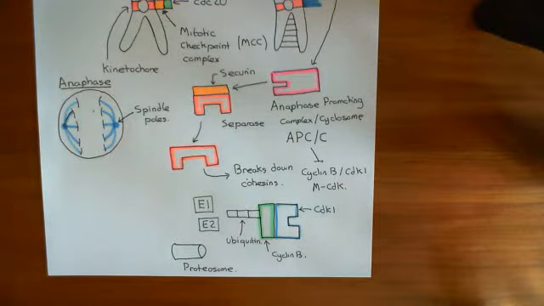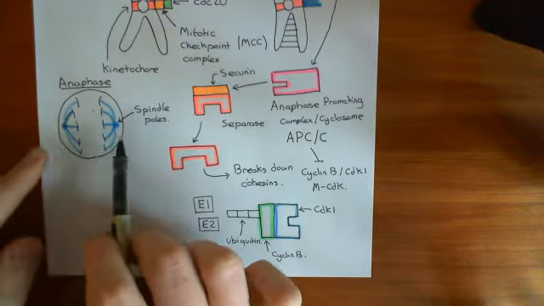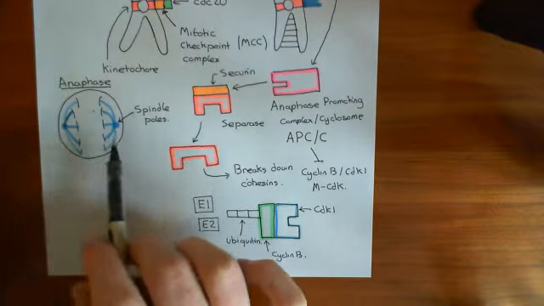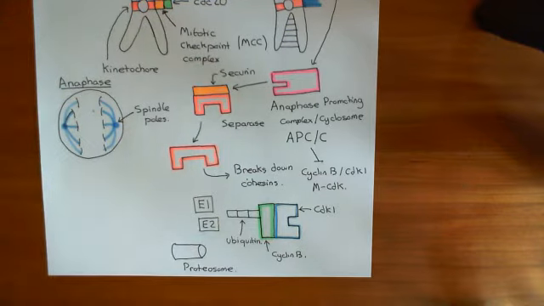Okay, so welcome to this next video on mitosis. In this next video, we are going to talk about the final stages of mitosis. So far, we've done prophase, prometaphase, metaphase, and anaphase. And we've got to the point where the sister chromatids are being pulled apart. The next step that happens is telophase.